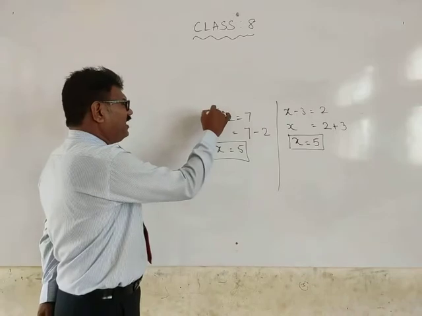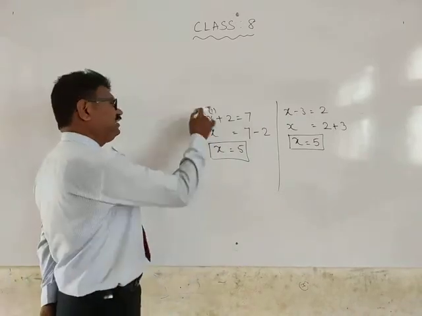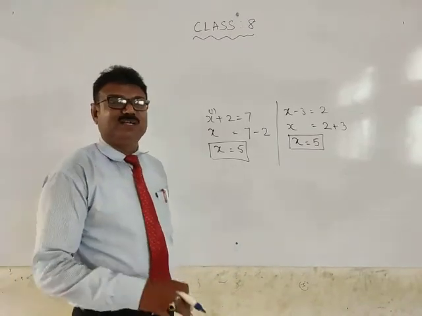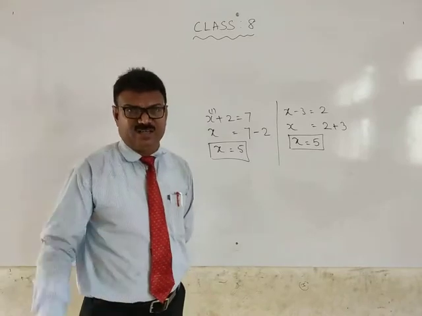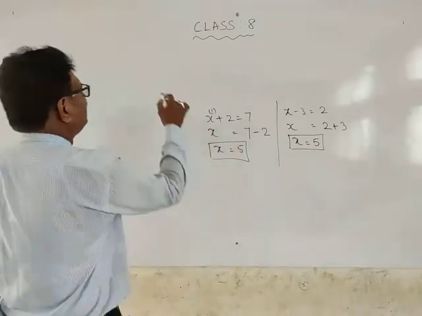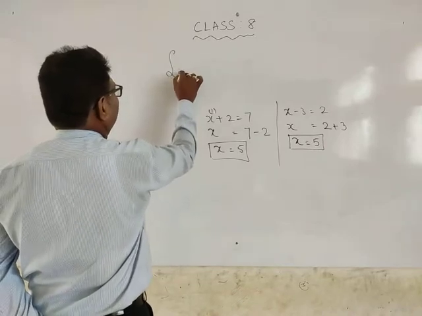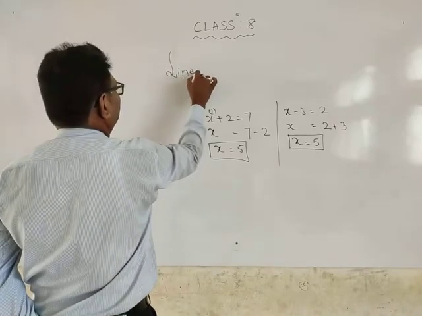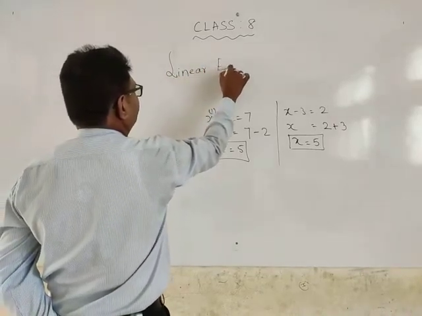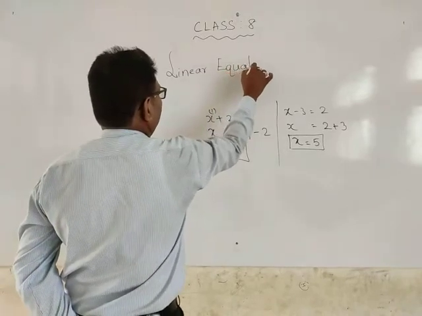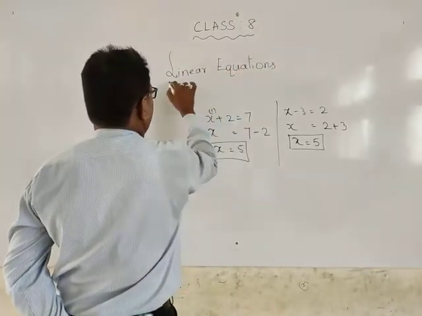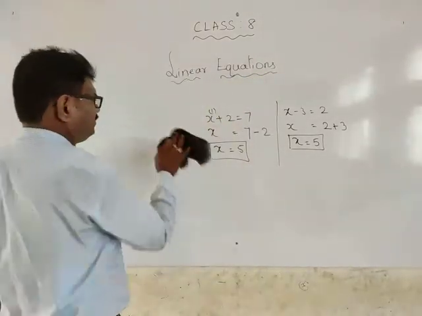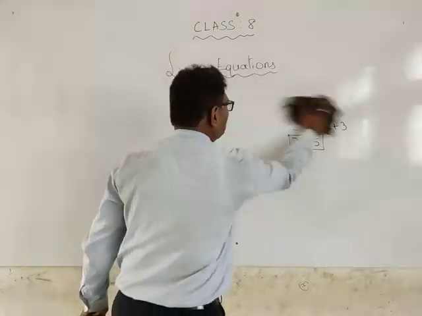If the power is 1, do you know what power means? Yes, exponent, I told you before only. If the exponent is 1, in mathematics we call it linear. And this is an equation. Therefore, our chapter name is what? Linear equations. That's all. Therefore, what is our chapter name? Linear equations. In this, what are we going to learn?